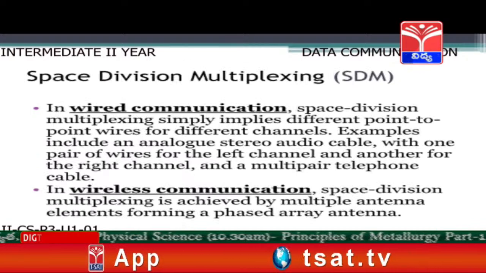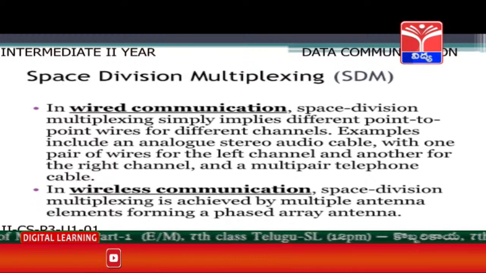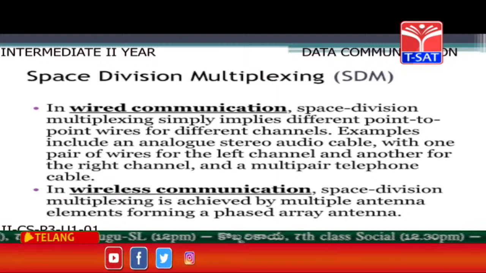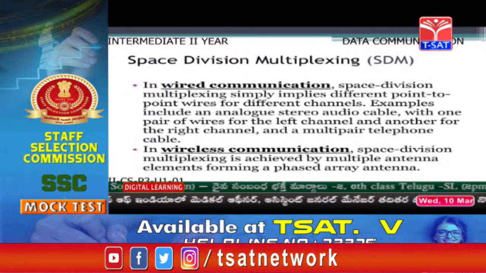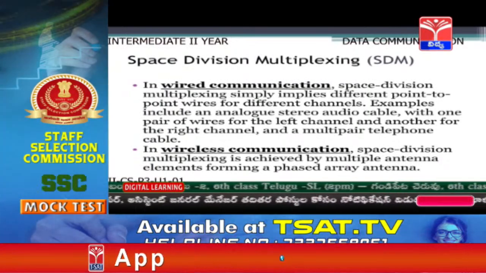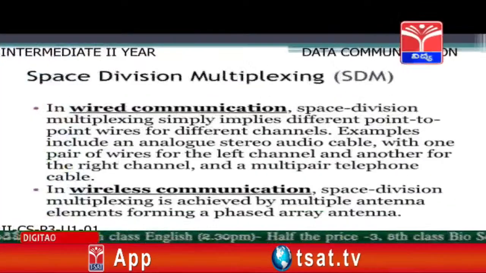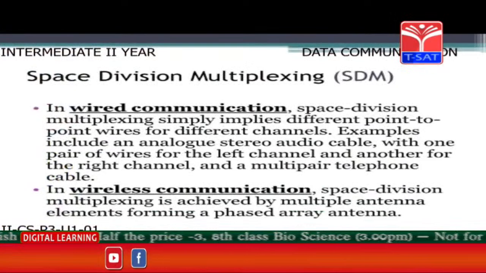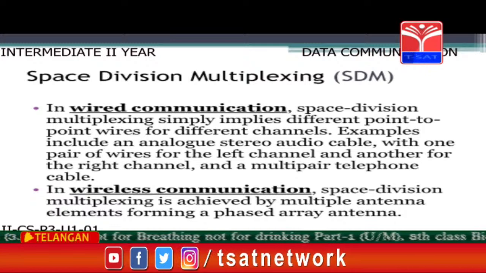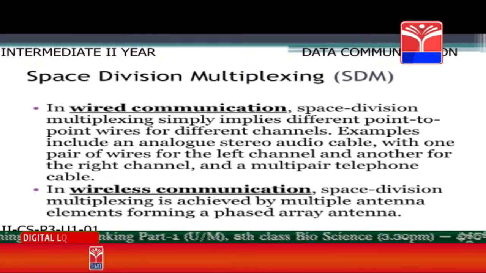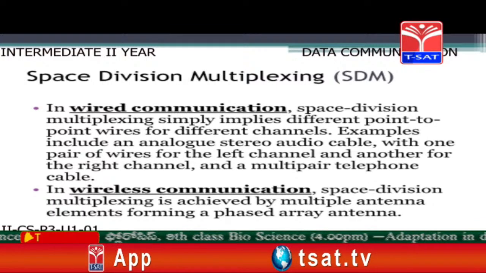Coming to Space Division Multiplexing. In wired communication, space division multiplexing simply implies different point-to-point wires for different channels. Examples include an analog stereo audio cable with one pair of wires for the left channel and another for the right channel, and a multi-pair telephone cable. In wireless communications, space division multiplexing is achieved by multiple antenna elements forming a phased array antenna.